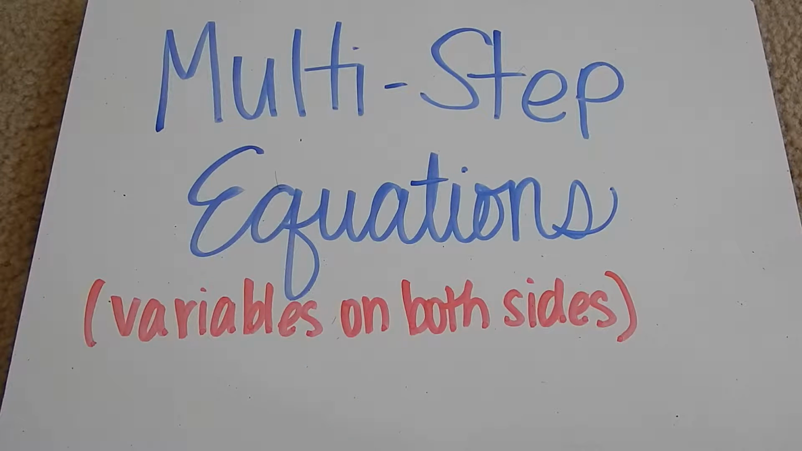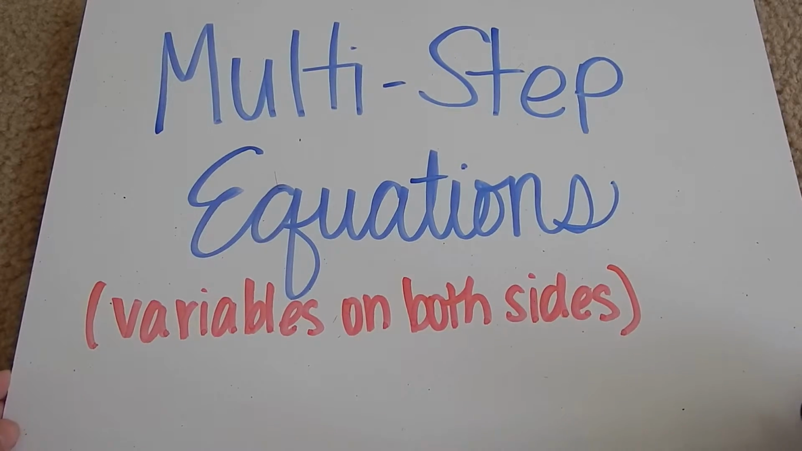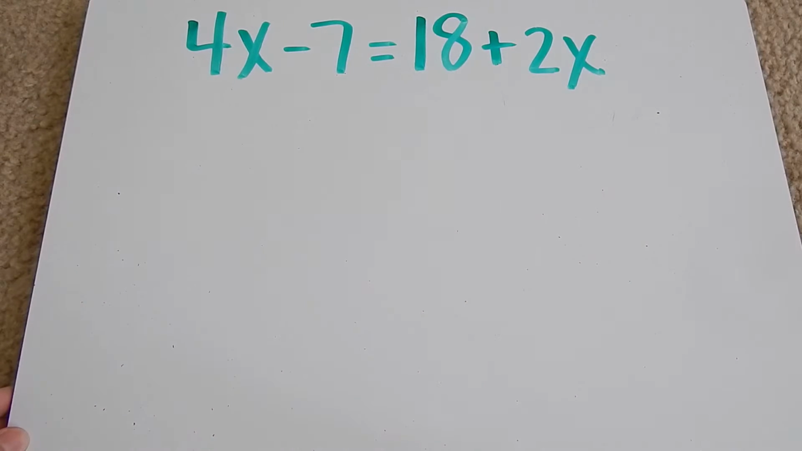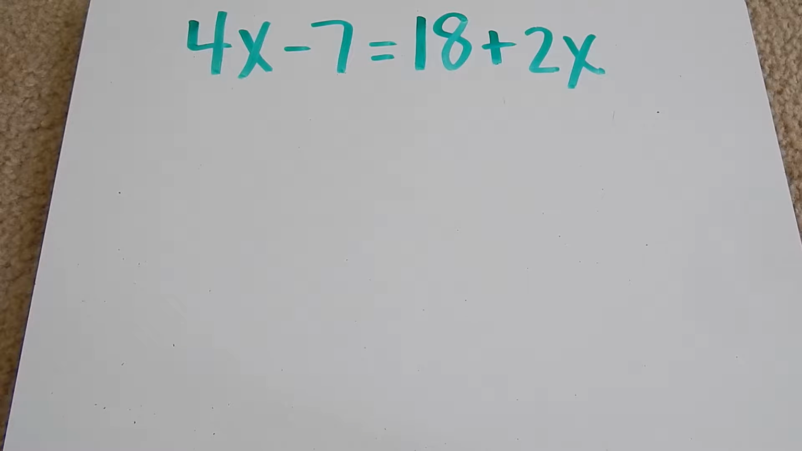Today's lesson will be over solving multi-step equations with variables on both sides of the equal sign. So in our first example, it's going to be a pretty simple one. When we're solving multi-step equations with variables on both sides, there's certain steps we want to follow. First is to distribute. Second is to combine like terms. Third is to get all the variables to one side, and then the fourth would be to solve for x.